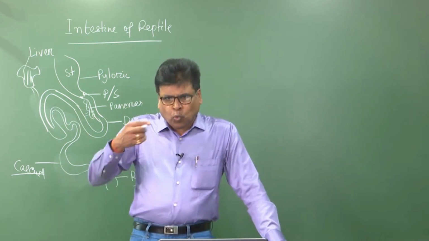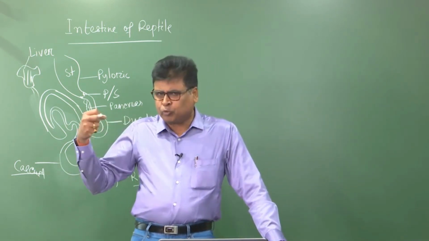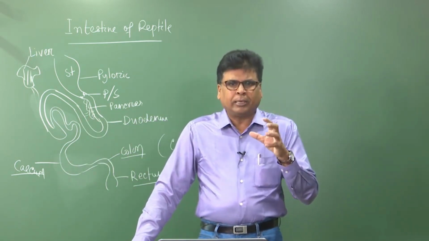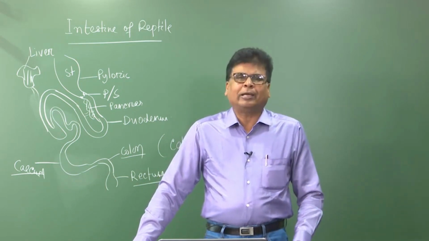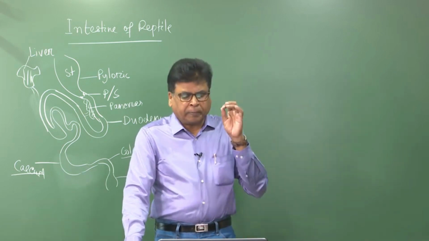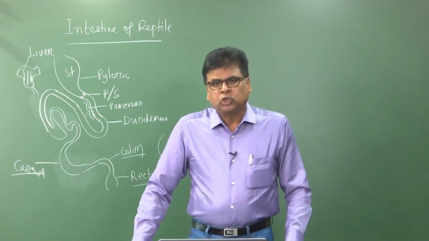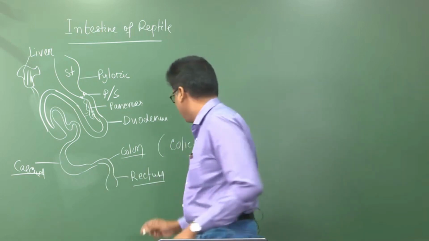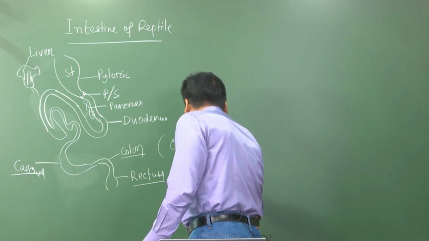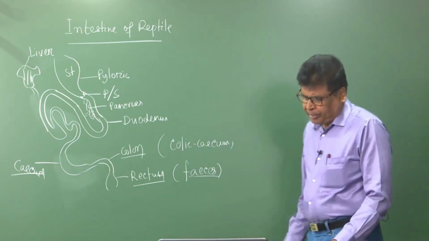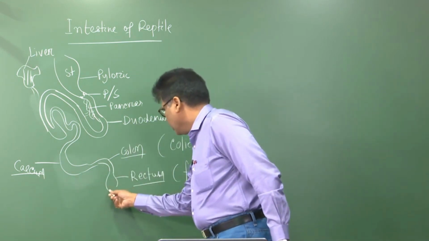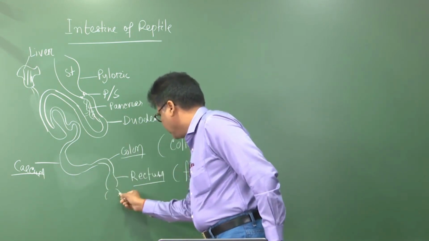So, what happens? The wall of the rectum absorbs the water, so that the fecal material gradually becomes solid-like, or semi-solid in nature. So, what is the main function of the rectum? The main function of the rectum is to store the feces, the fecal material. I am writing here, this is the feces, the fecal material, and to absorb water. Then this rectum opens to another structure known as the cloaca.